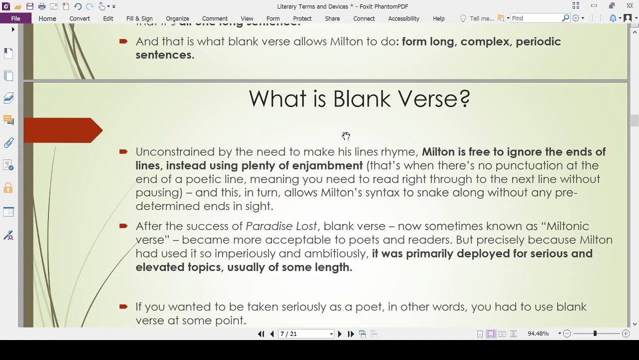And so, as we said, Milton is free to ignore all of those end lines and rhymes, etc., and uses a lot of enjambment. Now, we will talk about this next week.